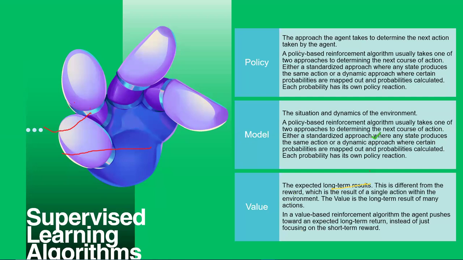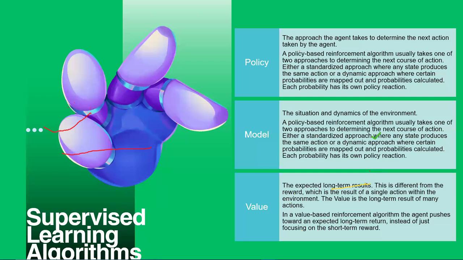policy. The model is the situation and dynamics of the environment, right? So we take the situation and dynamics of the environment. We try to model the situation of the moon, since we want to land a rocket on the moon. So we try to create the model based on the conditions the rocket is going to face, right?